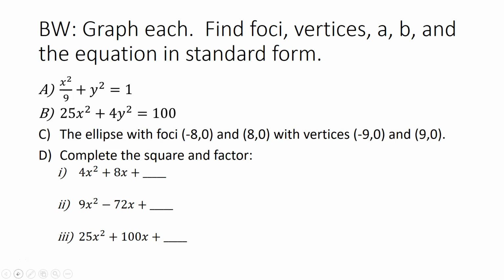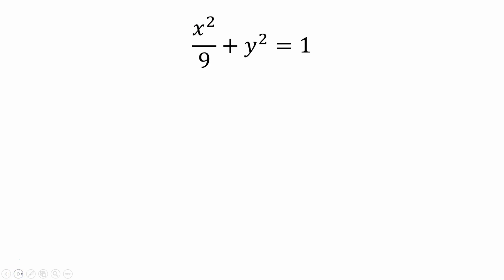All right, let's see how you did. So I'm going to run through these. I've got them all set up. The first one, we got x squared over 9 plus y squared equals 1. So a is easy here, right? a is 3. The b value is kind of weird, but technically this is divided by 1, right? So our b value is 1, because that's 1 squared.